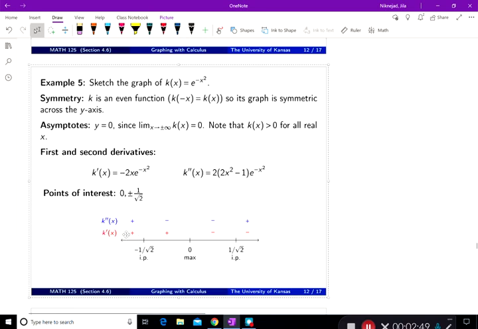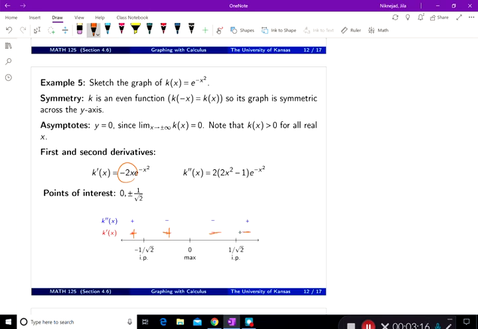Remember, when I'm finding the sign for k prime, the sign of k prime is going to be the opposite sign of x, basically. And so over here it's going to be positive, and then it becomes negative after that.